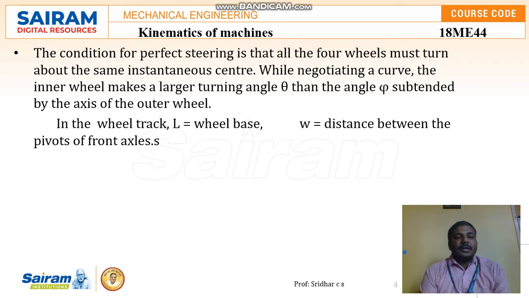So we'll see in the diagram. In the inner wheel track, we'll consider L as the wheelbase, where W is the distance between the pivots of the front axles.